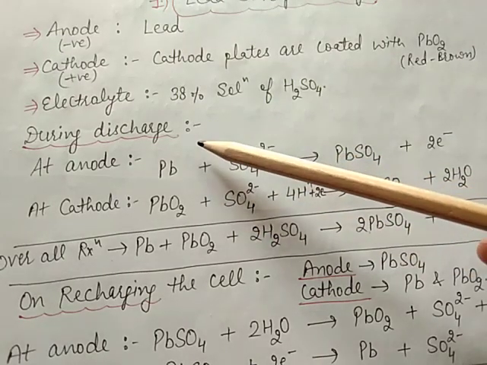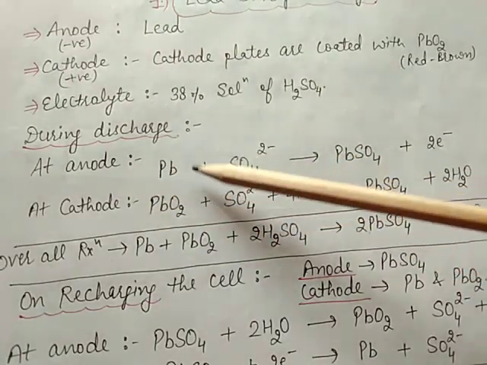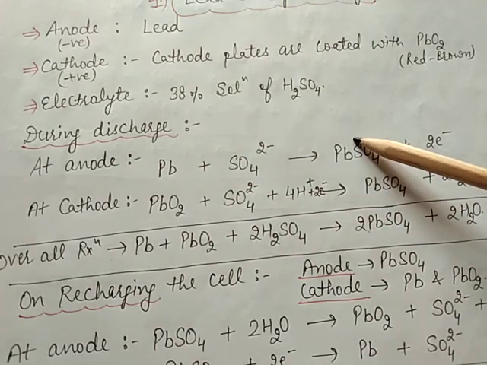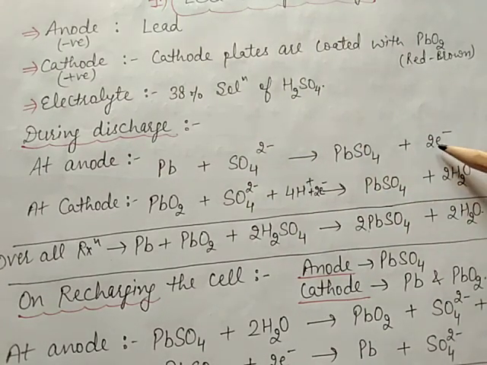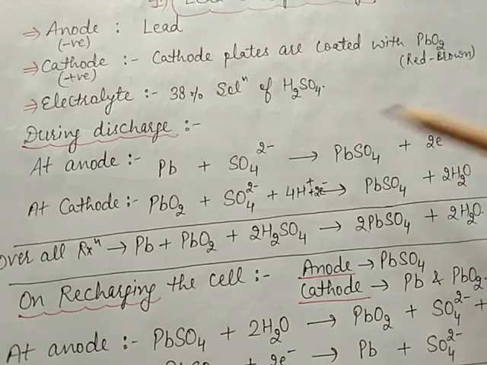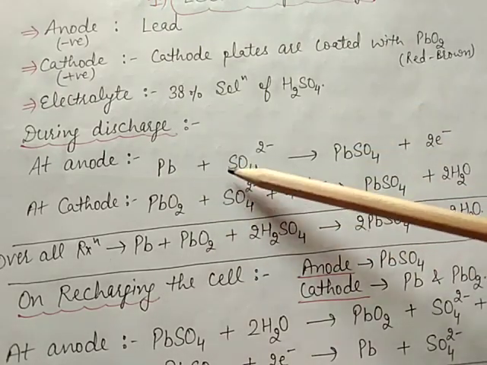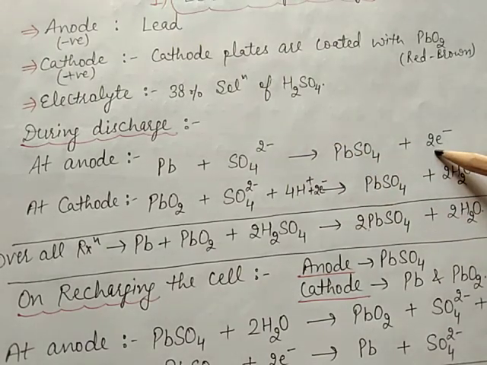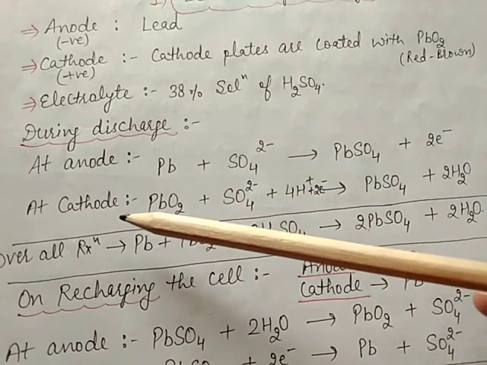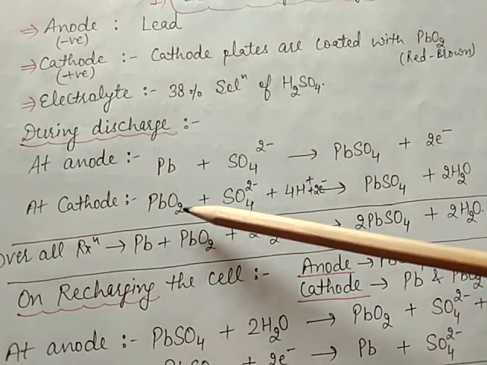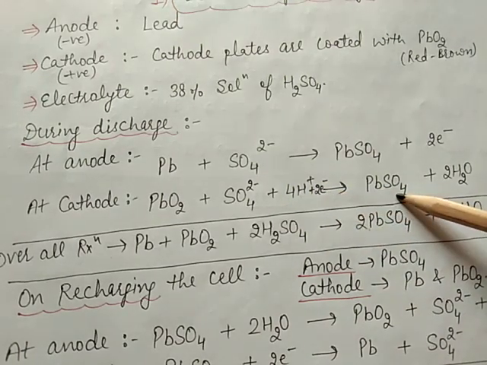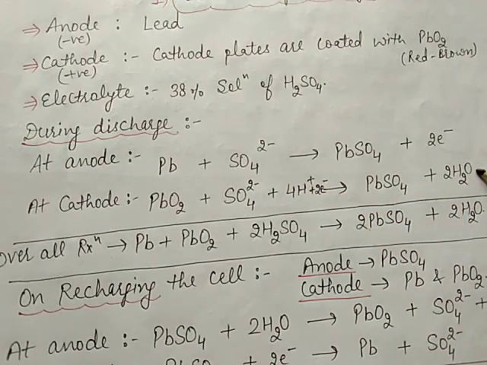During discharge, at anode oxidation of lead takes place. Pb is converted into Pb2+ ions after losing 2 electrons. Pb plus SO4 2- forms PbSO4 plus release of 2 electrons. At cathode reduction takes place. Lead dioxide, after gaining 2 electrons, will form PbSO4 plus 2H2O.